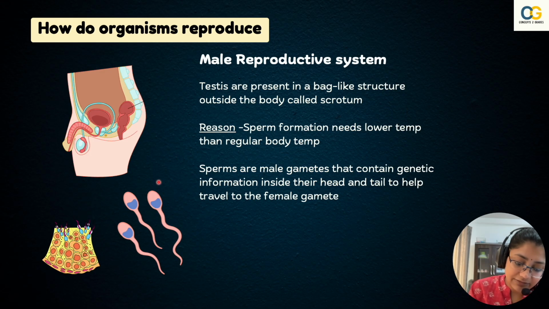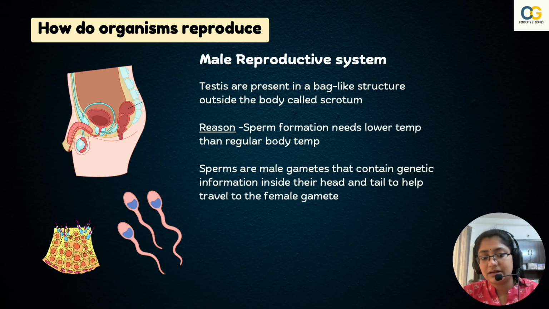Sperms are the male gamete. How they look, they have a head and a tail. The head contains the genetic information or the chromosomes, and the tail is used because the male gamete has to travel to the female gamete. It is used for traveling.